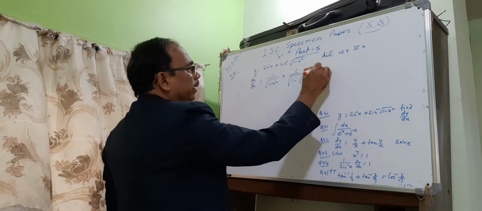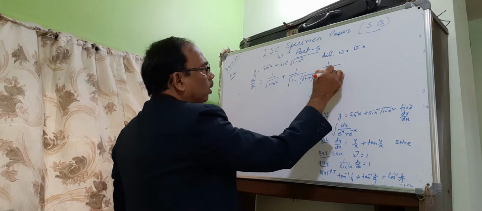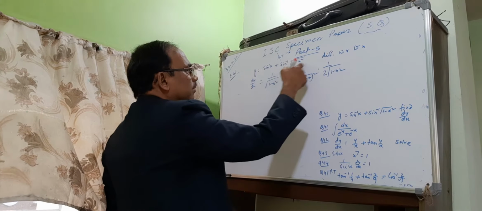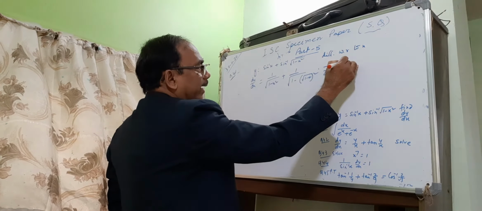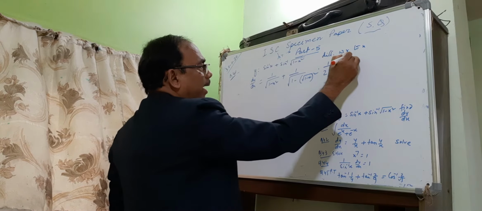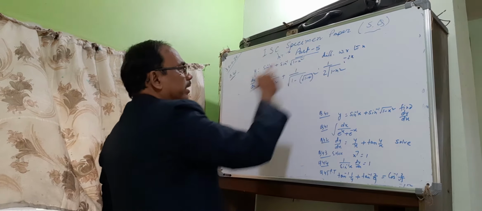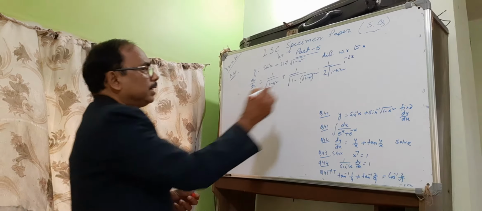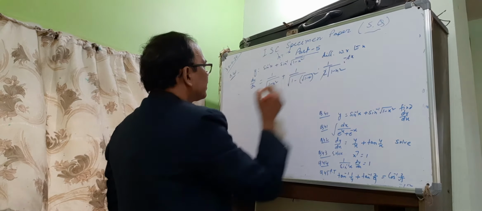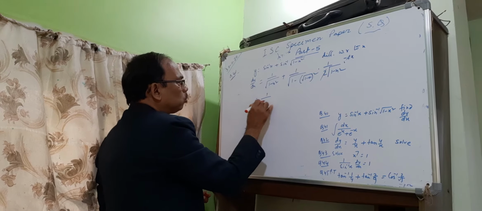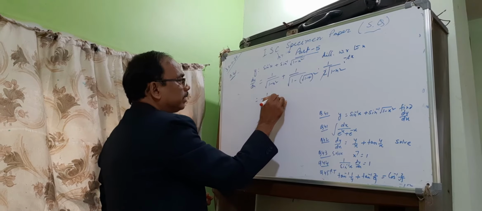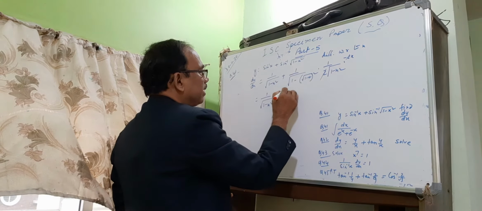Now by chain rule, into 1 by 2 root over 1 minus x square. This is the root x formula, 1 by 2 root x. And again chain rule, it is minus 2x. The differentiation of x square is minus 2x. Now this and this cancel. That is 1 by root over 1 minus x square. This should be minus, plus, and here minus.